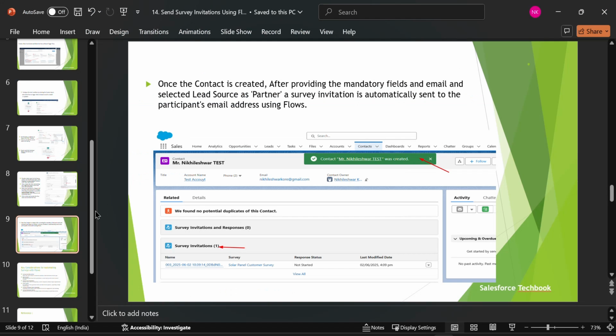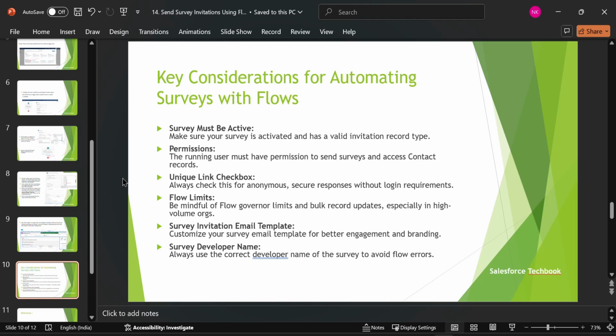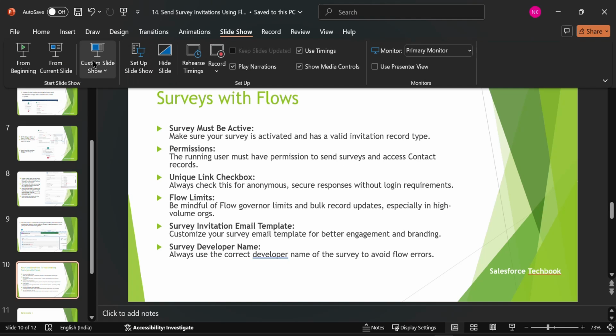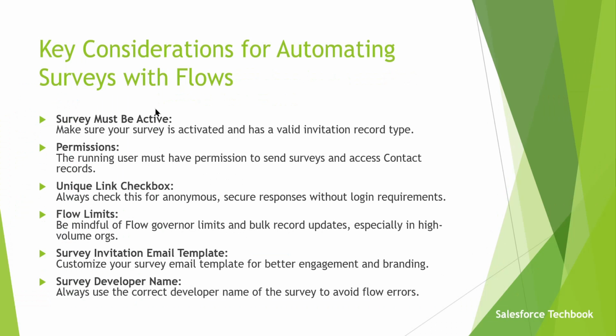And here are some of the key considerations for automating surveys with flows. Make sure your survey is active, like when we are sending a survey, make sure it is activated and has a valid invitation record type, and make sure the person who is sending the survey has permissions to send surveys and access contact records, and make sure you enable this checkbox for unique link, like always check this for anonymous secure responses without login requirements.